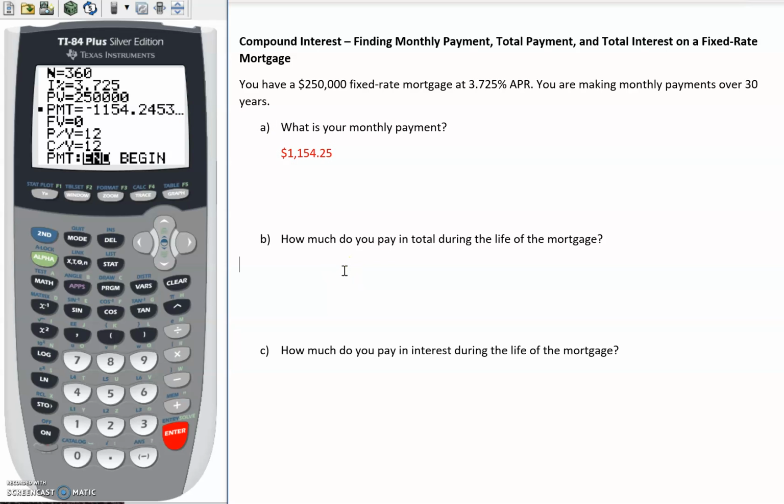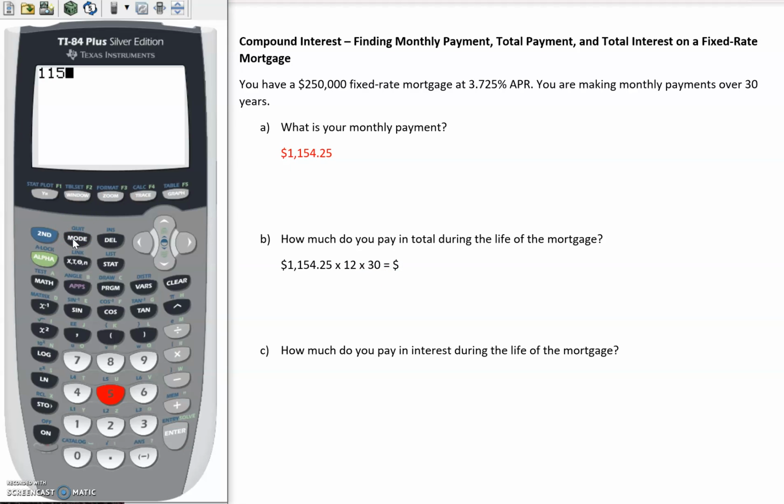Okay, how much do we pay in total during the life of the mortgage? There are a couple ways to calculate this, but probably the easiest one is to take the amount that we got in Part A and say, well, I'm making that payment every month, and I'm doing that over the course of 30 years. And that will give us some total amount. So let's get out of the TVM solver and we can put in our monthly payment, $1,154.25, and we can say times 12 times 30. So in total, it looks like we have paid $415,530.